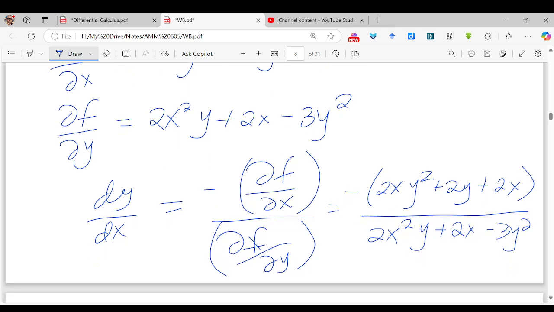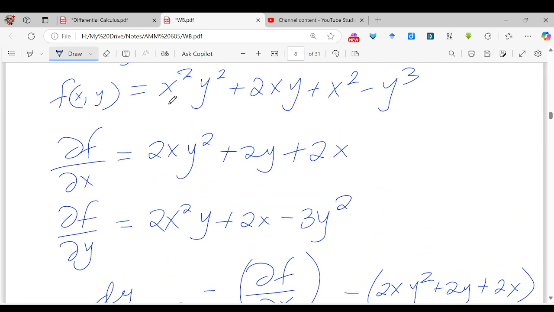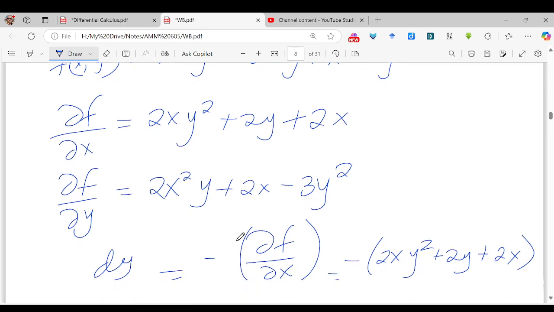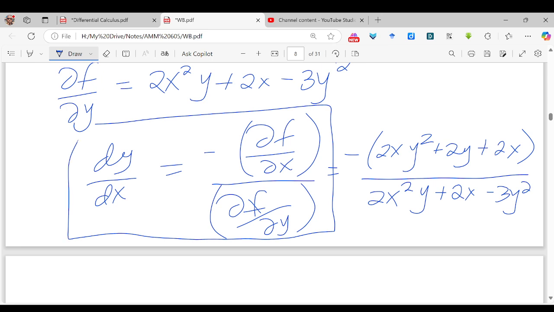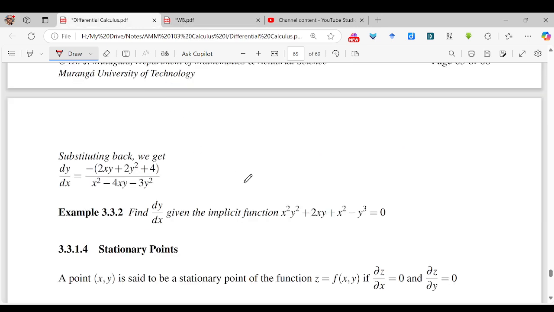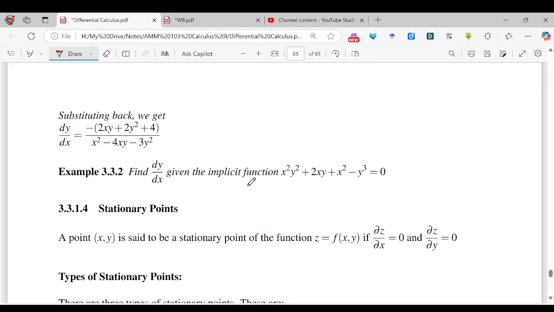When using the total derivatives, we just need to identify our function f, then differentiate the function f partially with respect to x and partially with respect to y, then use this expression: dy/dx is equal to minus the partial derivative of f with respect to x divided by the partial derivative of f with respect to y, which will give us the derivative of the implicit function dy/dx.